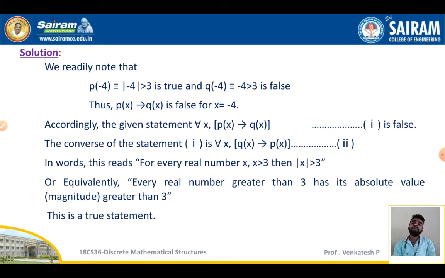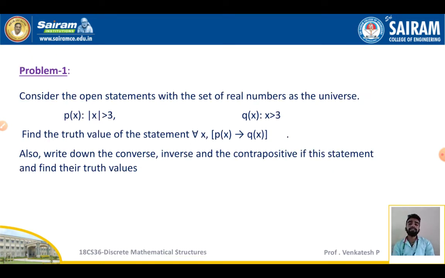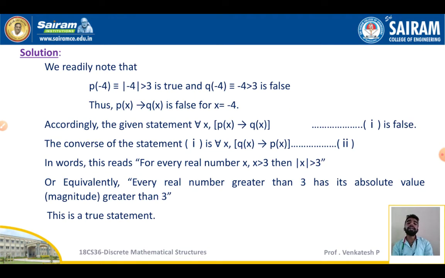Solution. From the given problem, p of x is mod x is greater than 3 and q of x is x is greater than 3. Suppose I take the value x equals minus 4. Then p of minus 4 is modulus of minus 4 greater than 3, which is obviously true. And q of minus 4 is minus 4 greater than 3, which is a false statement.